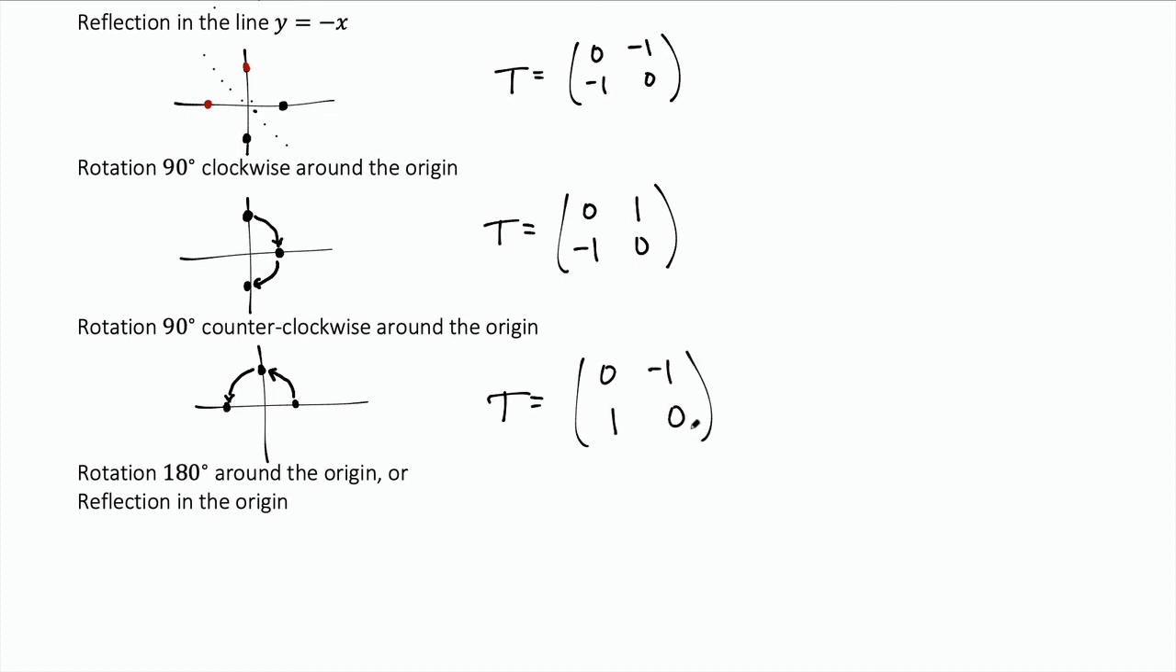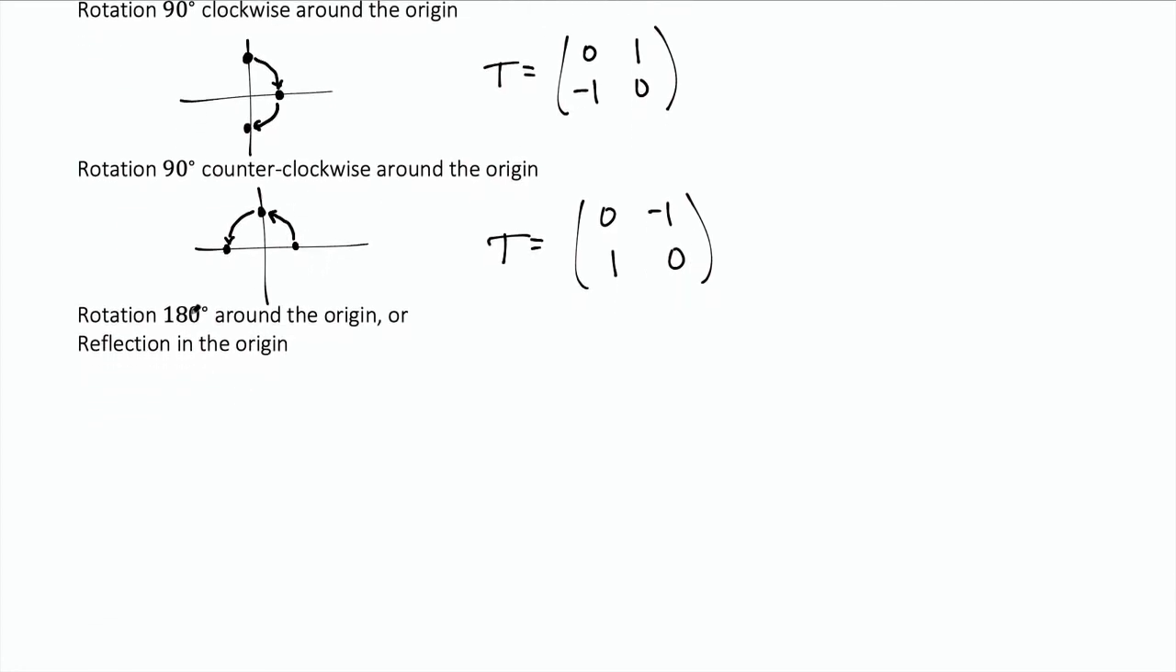That's my second column. And finally, the rotation of 180 degrees around the origin, or reflection in the origin, they're the same thing. Well, the point (1, 0), if I rotate that 180 degrees, ends up at (-1, 0). If I take the point (0, 1) and rotate that 180 degrees, that ends up at (0, -1).